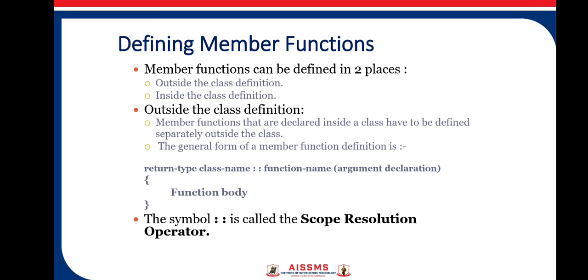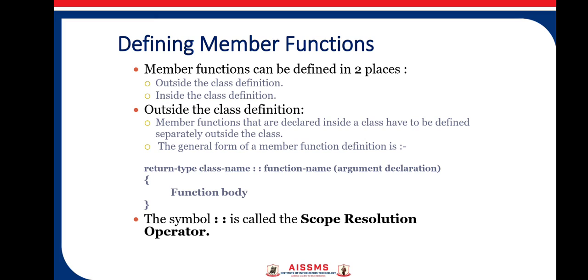The first method is defining a member function outside of the class, and the second way is defining a member function inside the class. In the first case, defining outside the class, the member functions that are declared inside the class have to be defined separately outside the class. That means you can declare the function in the class, that is, write its prototype inside the class, and its definition can be written separately outside the class.